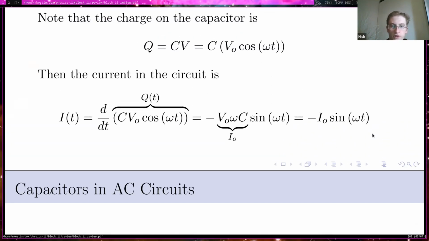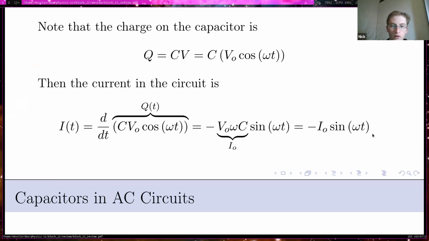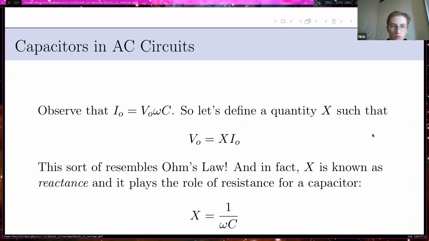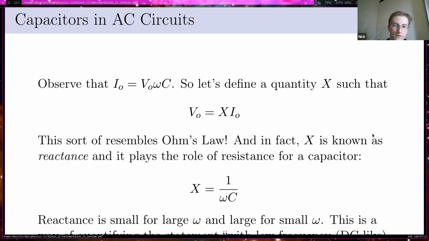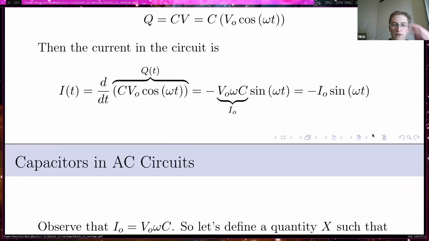Yeah, but don't worry too much about that for now. What's more important for us is to quantify things. So if I go back here, I can say that the amplitude of my current function is just I naught. It's whatever factor is in front of the sine function. And that happens to be V naught times omega c.